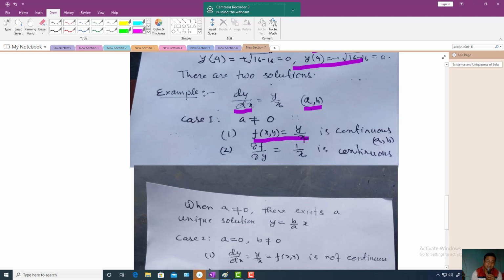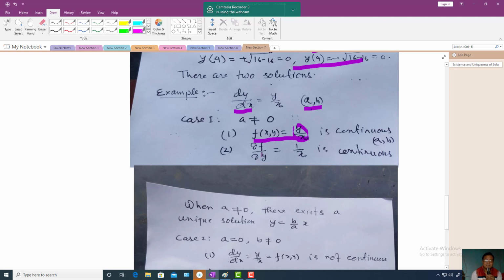This function is continuous at every point except when x is equal to 0. So since the point a is not equal to 0, this is okay. The function is continuous whenever a is not equal to 0. Again, what does it say? It says existence of the solution. There may be 2 solutions, 3 solutions, but there should be at least one solution passing through this point. This condition is fulfilled.